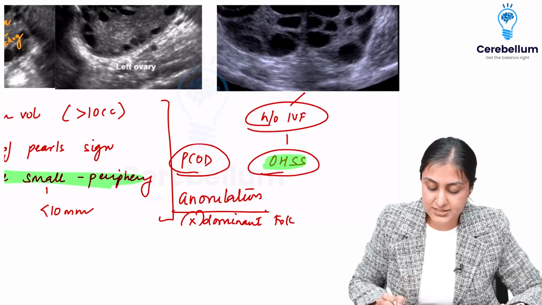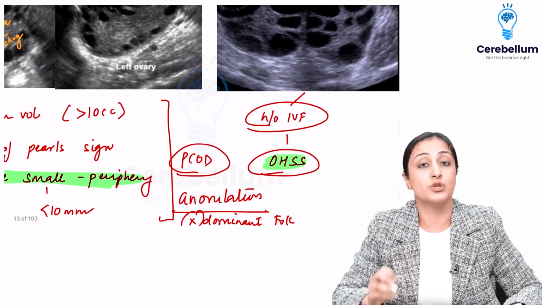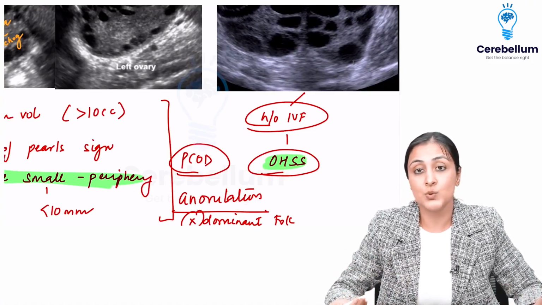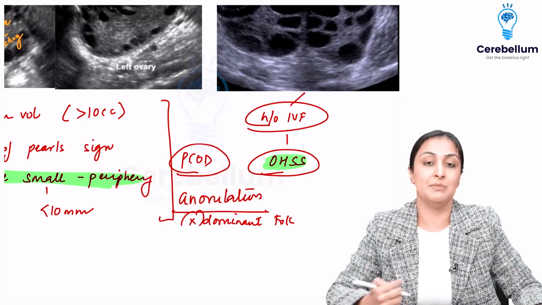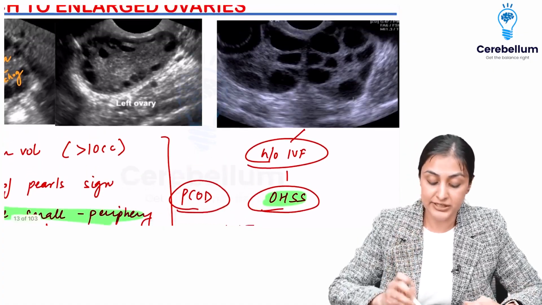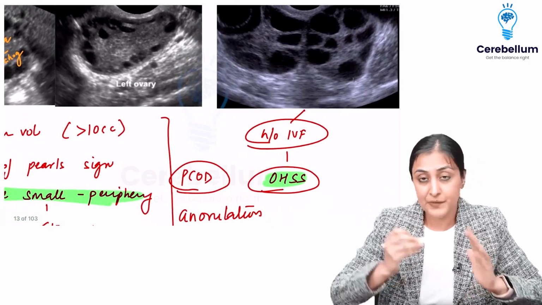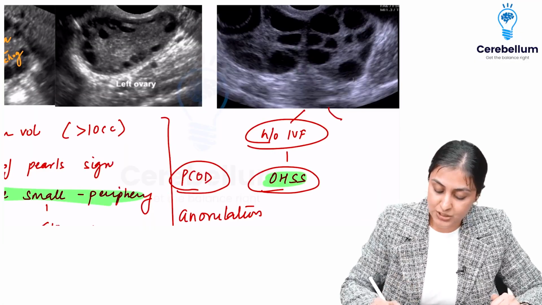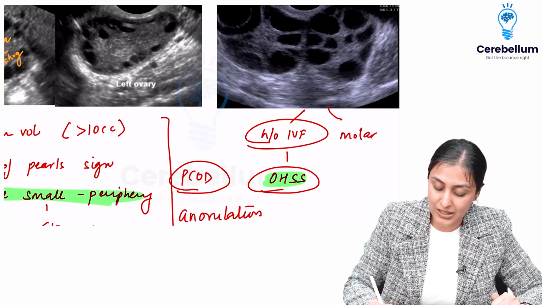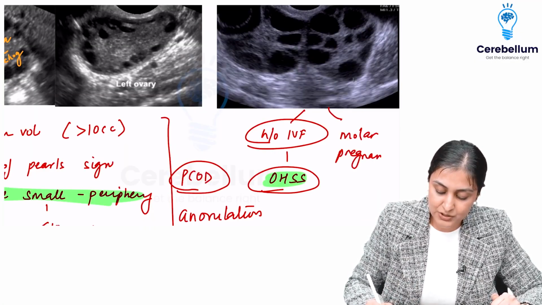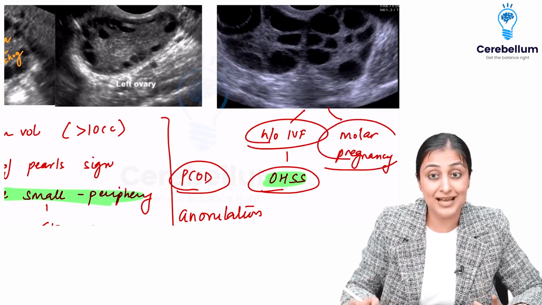What is OHSS? Ovarian hyperstimulation syndrome. The drugs that you were giving, maybe clomiphene citrate, maybe beta-HCG injections, have stimulated the ovaries too much, resulting in these large follicles. A very similar appearance you shall also see when you have a molar pregnancy, right? Remember the snowstorm appearance in molar pregnancy.